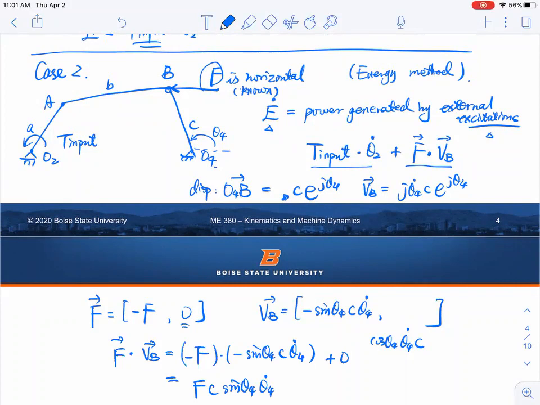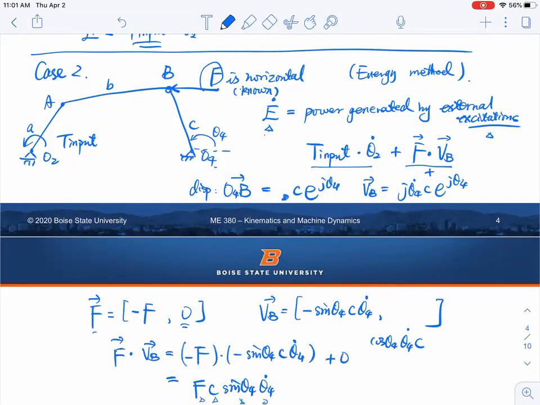Then we can actually quickly check if it makes sense or not. You can see that F at that position is a constant, like is given. And then F c times sine theta 4 times theta 4 dot, because theta 4 dot is rotating counterclockwise, that's why it's positive. Theta 4 is between 0 and pi, that's also positive. c is positive. F, because the amplitude is positive. So that means the work done by your F is actually positive.